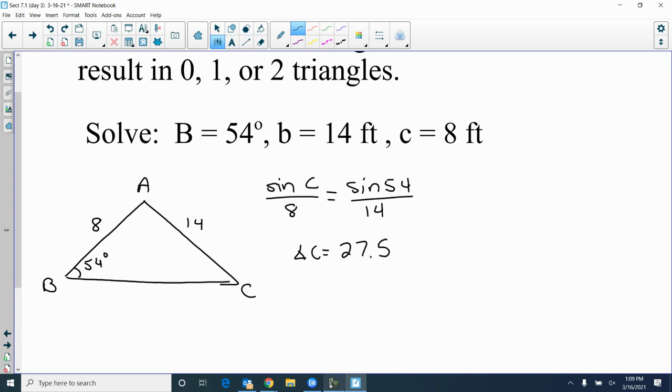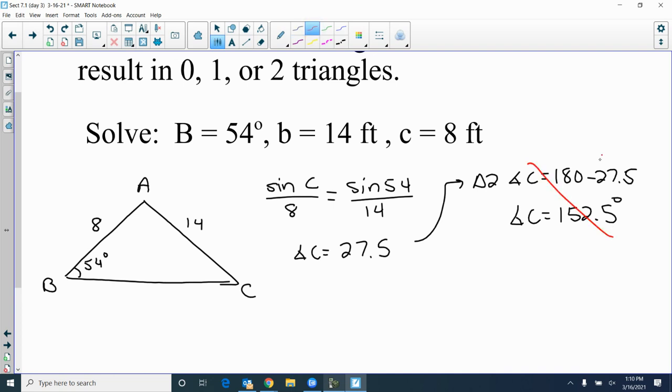So here's what I'm going to say. So for triangle 2, angle C is going to equal 180 minus 27.5. So angle C is going to equal 152.5 degrees. Is that possible? That is not possible, because what's our other angle given to us? Our other angle is 54. Those add up to clearly more than 180. So that means that this will not work.